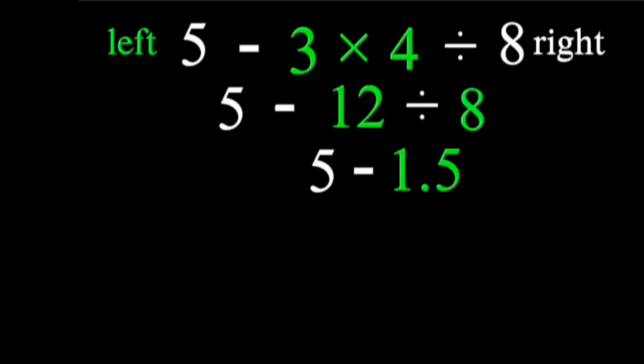Finally, we perform the subtraction. 5 minus 1.5 gives us 3.5. So the correct final answer is 3.5, not 1. And now you can clearly see the difference between solving it randomly and following the correct mathematical rule.